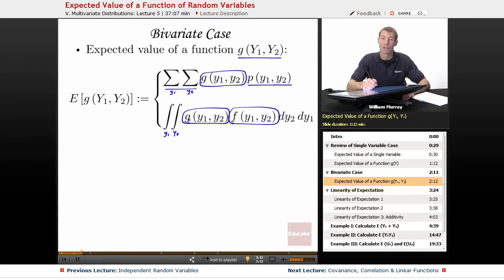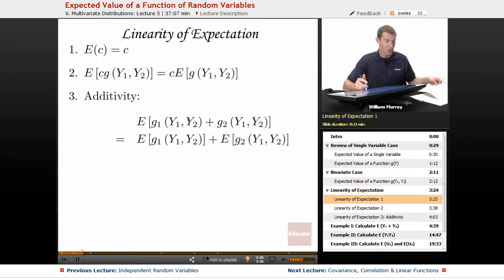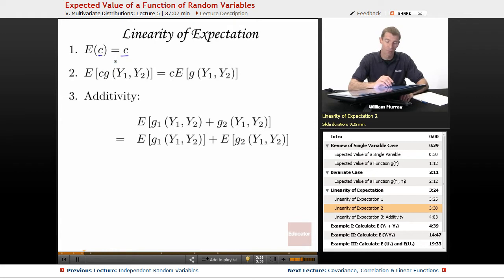Before we jump into the examples, there's a few more facts I want to introduce you to. In particular, linearity of expectation is a very, very useful principle to invoke when you're calculating expected values. So the expected value of a constant is just the constant by itself, and expectation is linear in the sense that if you have a constant multiplied by a function, what you can do is just factor that constant out of the expected value. And that sometimes makes things a lot easier just because you can pull all the constants outside and not worry about them when you're doing your integral.